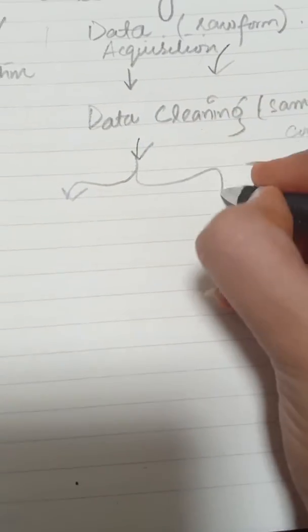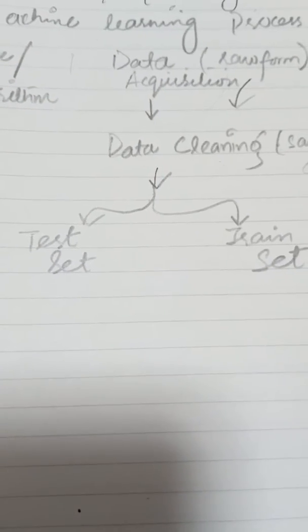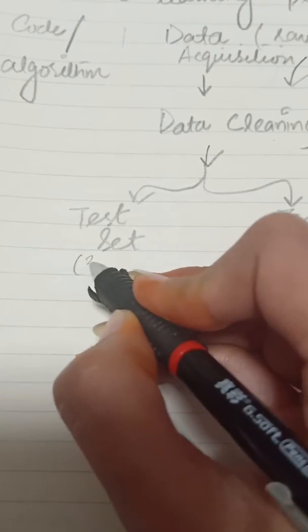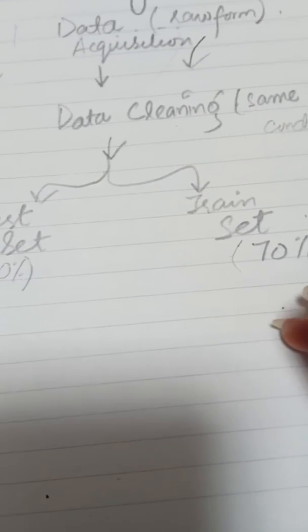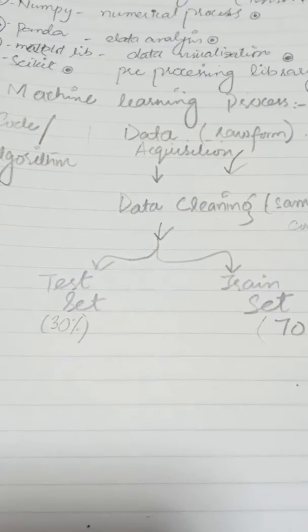after data cleaning, you need to divide your data into a test set and a train set. Normally the rule followed is 30% of data on the testing side and 70% on the training side. You divide the whole data into two subsets, one is the test set, one is the training set.